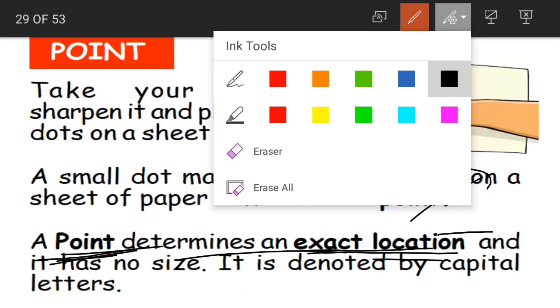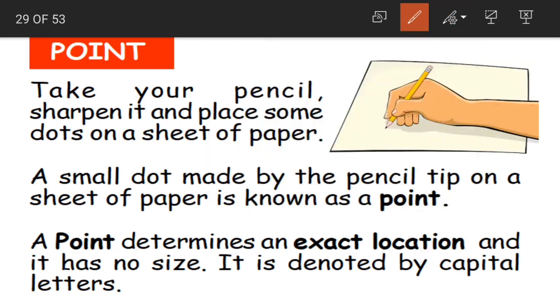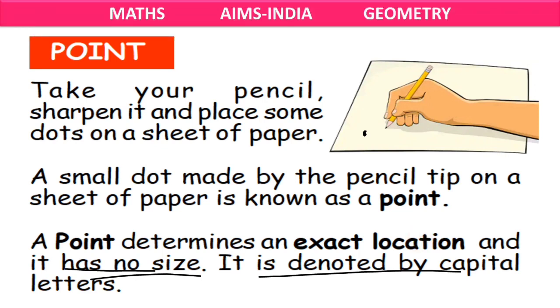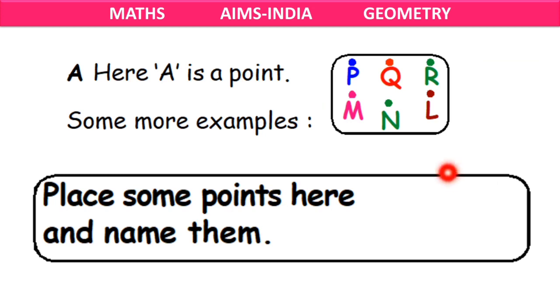And what are the features of this point? It has no size. It is just a dot on a sheet of paper. A point has no size. And how do we denote our point? We denote our point by capital letters. For example, here A is a point. Some more examples are point P, point Q, point R, M, N, L, and so many.